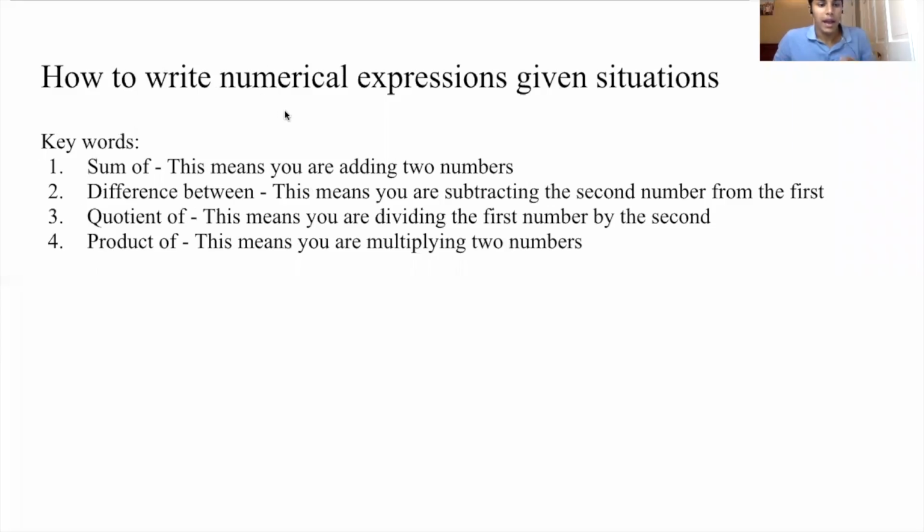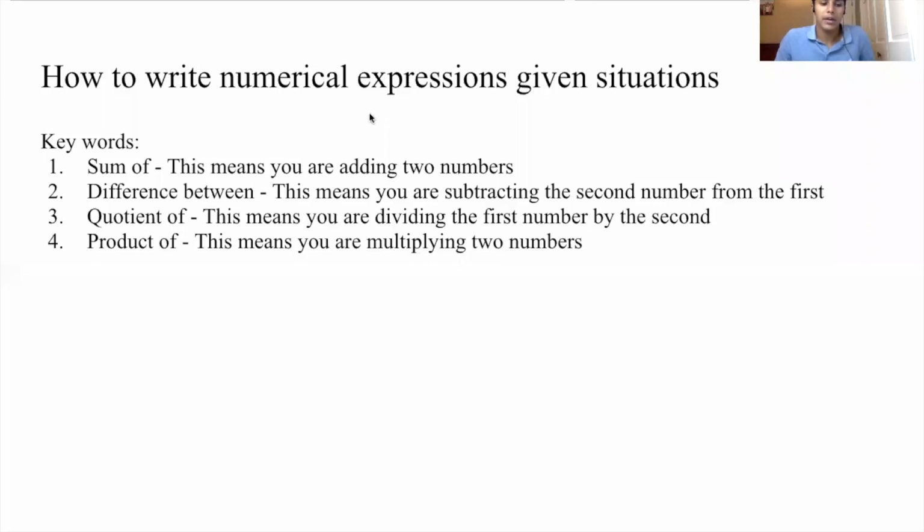All right, so how do we write those expressions given situations? Well, it's all in the words. Our sentences that tell us what the expressions are give us all the key words in order to write those expressions. Some of the key words that you absolutely need to know are sum of, which means you're adding two numbers. So if you find the sum of 2 and 3, you're adding 2 and 3. The difference between means you're subtracting two numbers.